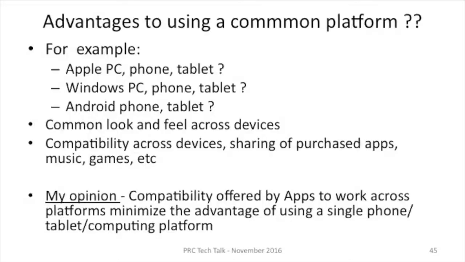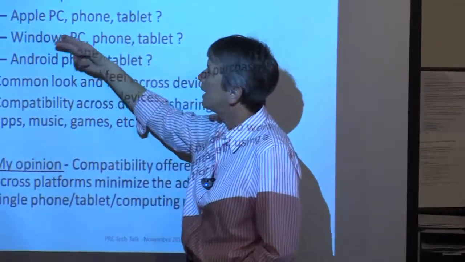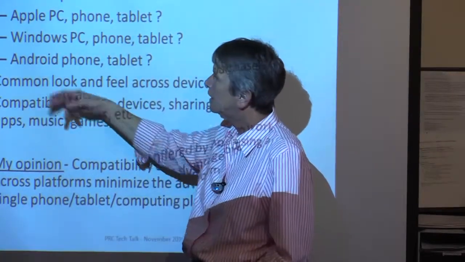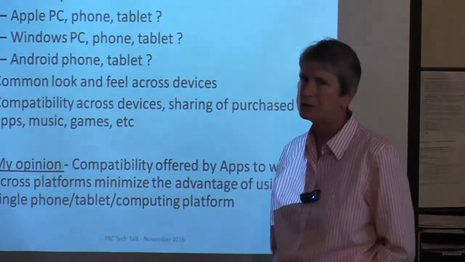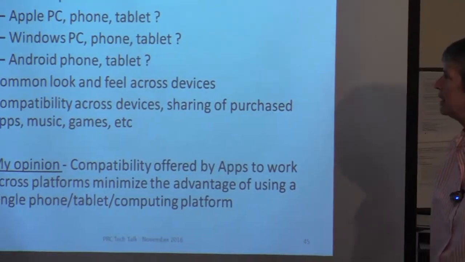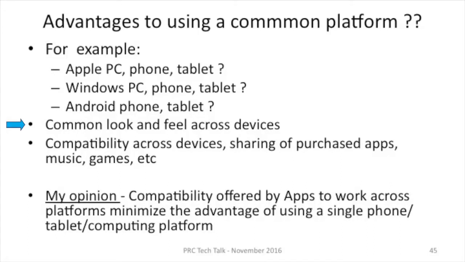Okay, so the final topic is: is there any advantage to having real consistency across the platform? For example, if I have an iPhone, should I try to make sure that I also have an Apple PC and an iPad tablet? Or if I'm a Windows person, should I have a Windows PC and a Windows phone and a Windows tablet, or an Android phone and an Android tablet? There's some benefits to that. Certainly, there's some common look and feel, if you don't have to learn 2 or 3 times how to use different operating systems.